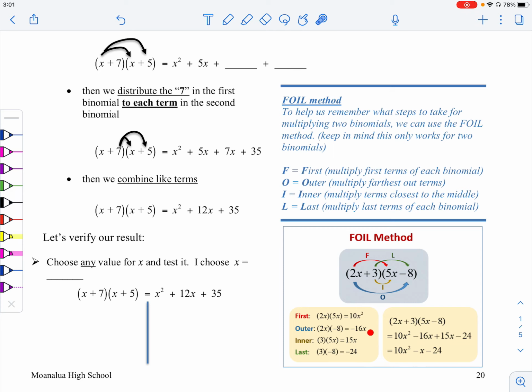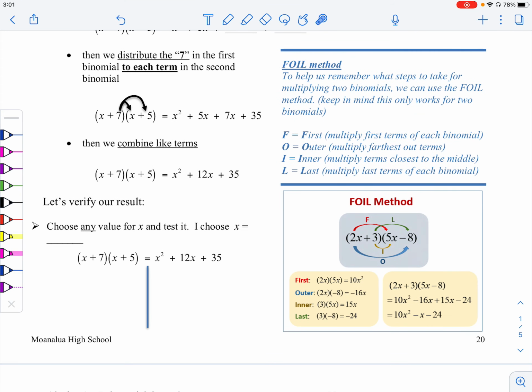And in the middle terms will always combine here, right? So it's like saying 16x plus 15x are going to combine because they're like terms, right? They're the same variable, same exponent. This one's x to the first power for both of them. And you have negative 1 or just negative x. And the outer term just comes out 10x squared, negative 24.